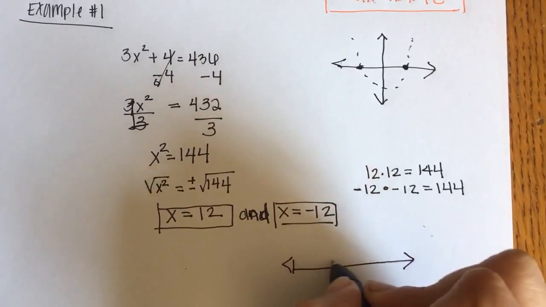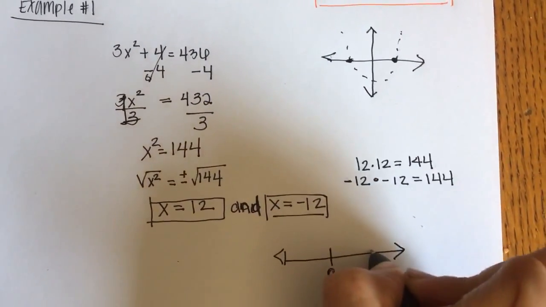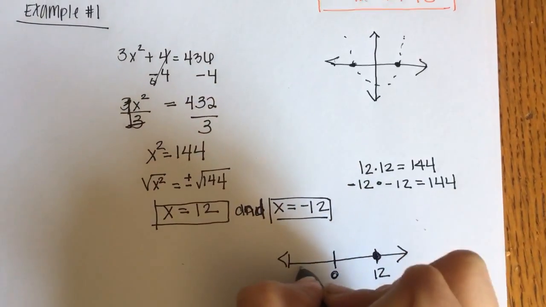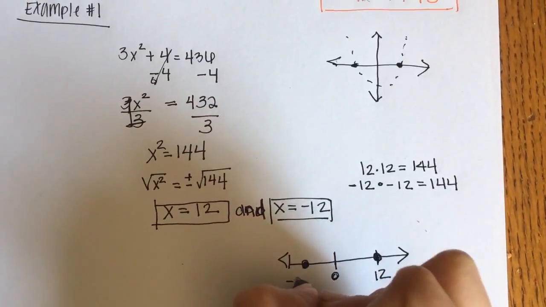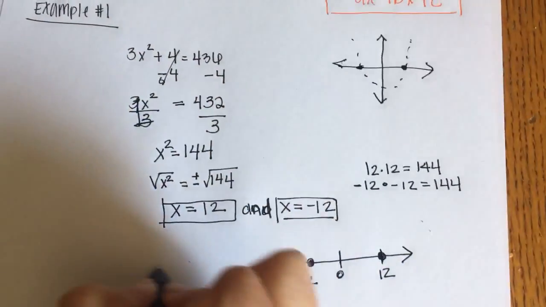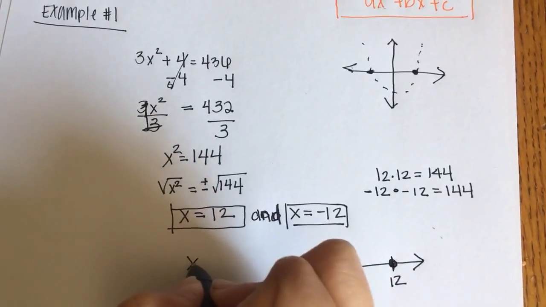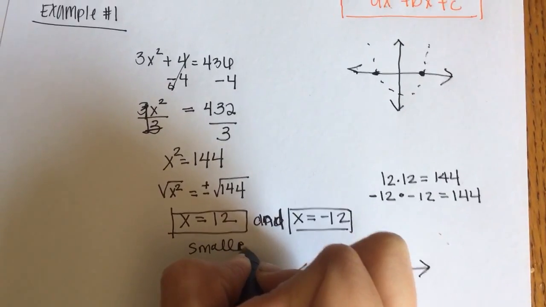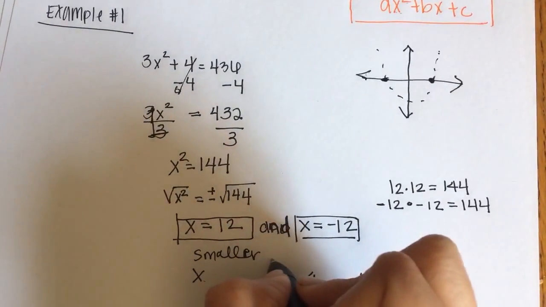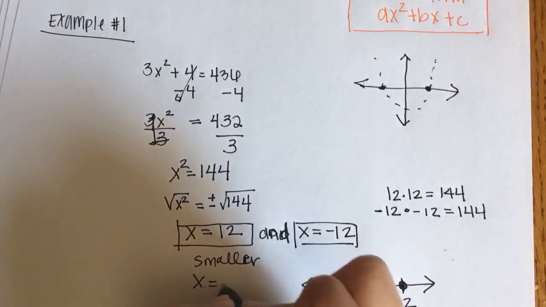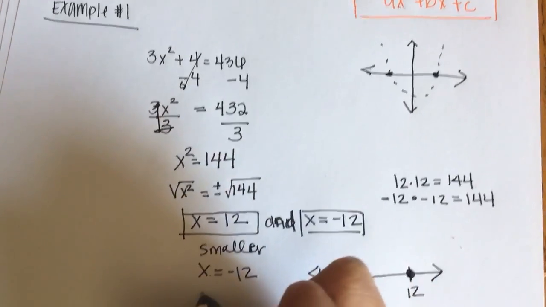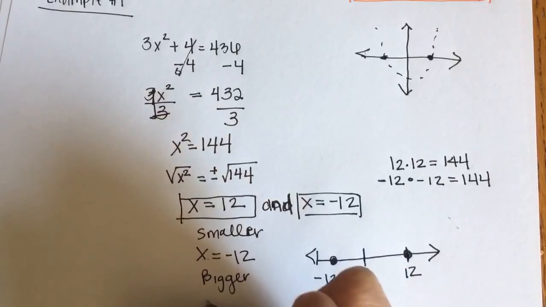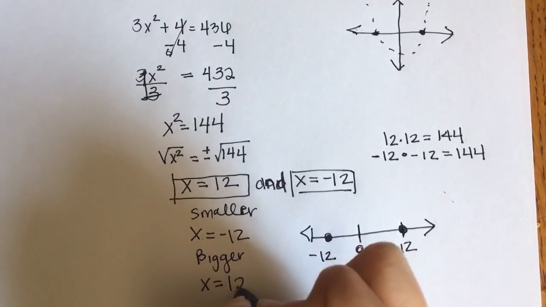So in your parabola, your x-axis, you're gonna cross one of the zeros is gonna be at 12, and then the other zero is gonna be at negative 12. So in this case, this is the smaller x. Smaller x is x equals negative 12, and then bigger is x equals 12. Okay.